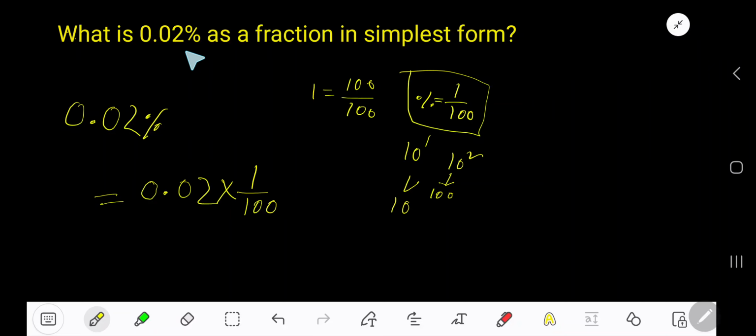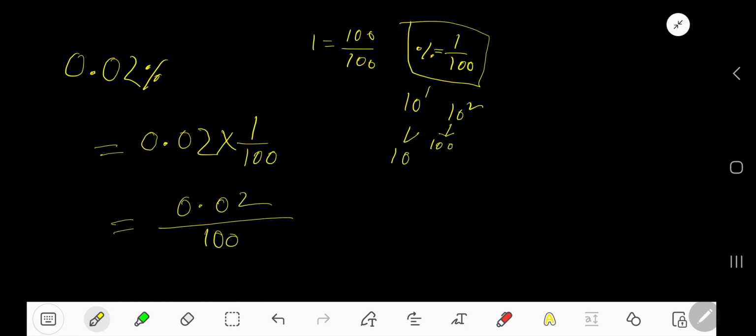What is 0.02% as a fraction in simplest form? We can rewrite it as 0.02 times 1 over 100. 1% means 1 over 100. Now multiply the top numbers together. 0.02 divided by 100. To divide a decimal by a power of 10, what will you do?